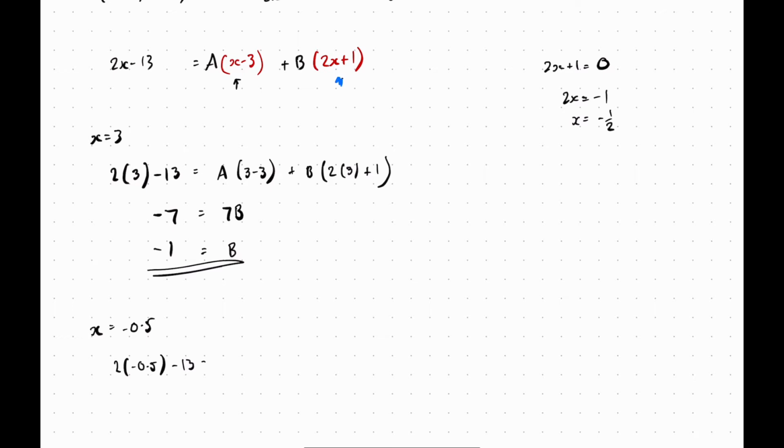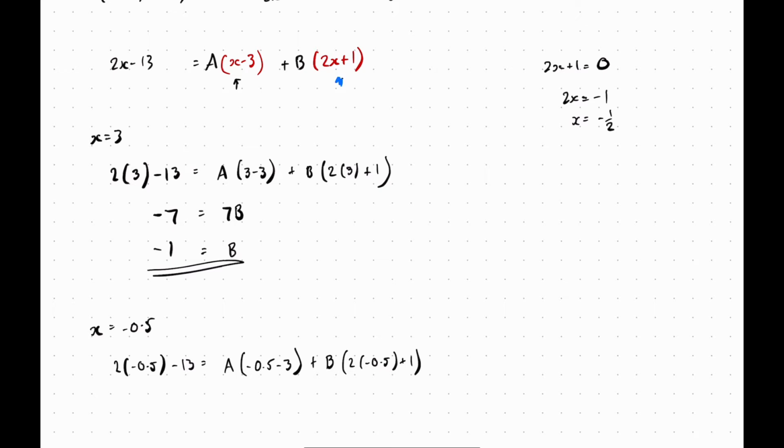Minus 13 is equal to a lots of minus 0.5 minus 3, plus b lots of 2 lots of negative 0.5 plus 1. And I would recommend showing this for working out, even with a substitution into b. You know the b is going to cancel out. That's the whole point of this. But showing that substitution is showing your full working out.